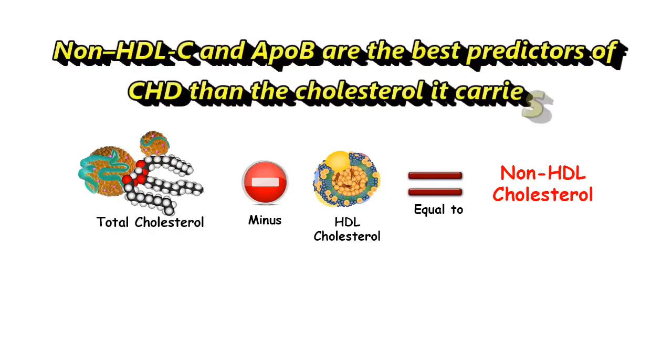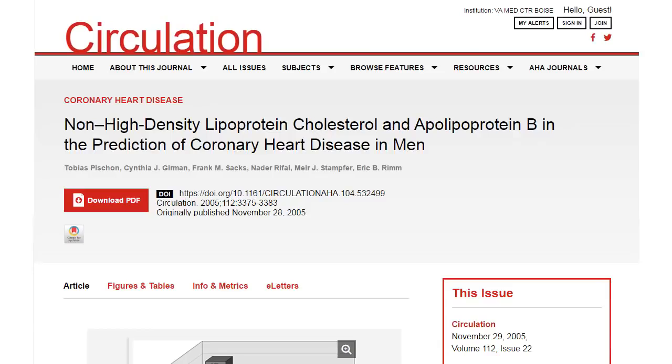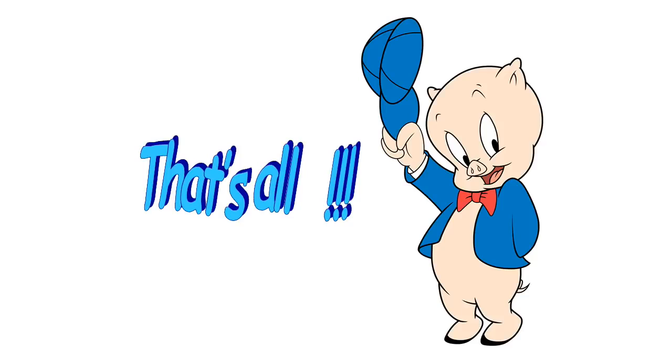Non-HDLC and ApoB are the best predictors of CHD than the cholesterol it carries. Reference: non-high density lipoprotein cholesterol and apolipoprotein B in the prediction of coronary heart disease in men, published in Circulation 2005. That's all from this video.